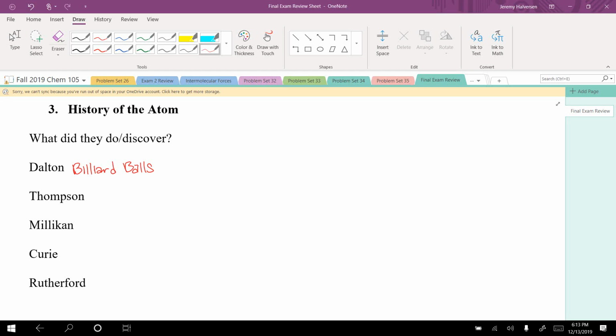So multiple proportions says that for different compounds made from the same elements, how do I say this best? Let's say I'm combining nitrogen and oxygen. If I start with 14 grams of nitrogen, I can either react it and combine it with 16, is that right? Yeah, 16 grams of oxygen, or 32 grams of oxygen, or 48 grams of oxygen. Does that make sense? I can only combine it in proportions that are multiples of each other.